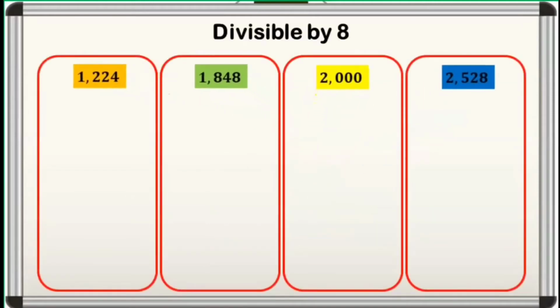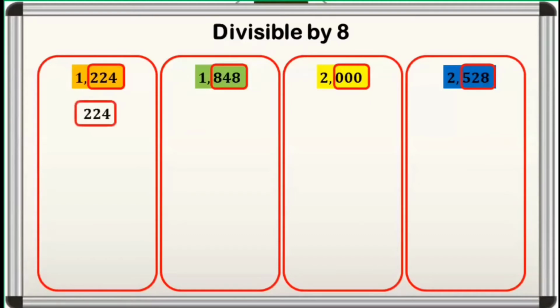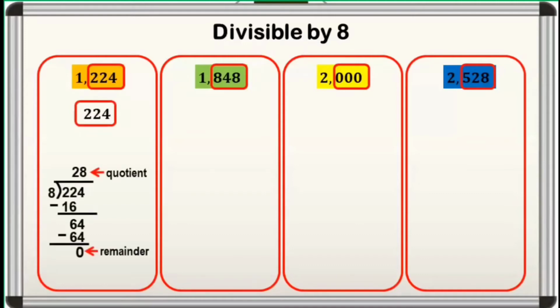Let's focus on these 4 numbers that are divisible by 8. This time, observe the numbers being formed using their last 3 digits. For the first one, the number being formed is 224. Dividing by 8, we get a 0 remainder. Hence, 224 is divisible by 8.